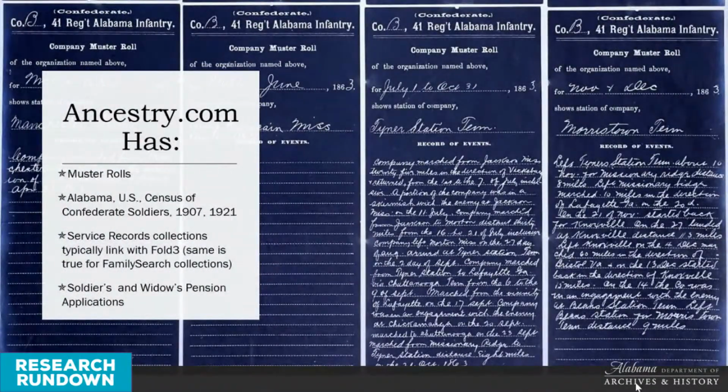As I mentioned earlier, Ancestry.com has muster rolls. Ancestry's rolls are taken directly from microfilm here at ADAH. In addition to these records, Ancestry has the Alabama U.S. Census of Confederate Soldiers 1907 and 1921. Ancestry service records collections typically link with Fold3, so if you don't have access to Fold3 through your library or a personal account, you will not be able to view them. Ancestry also has two collections regarding soldiers and widows' pension applications.